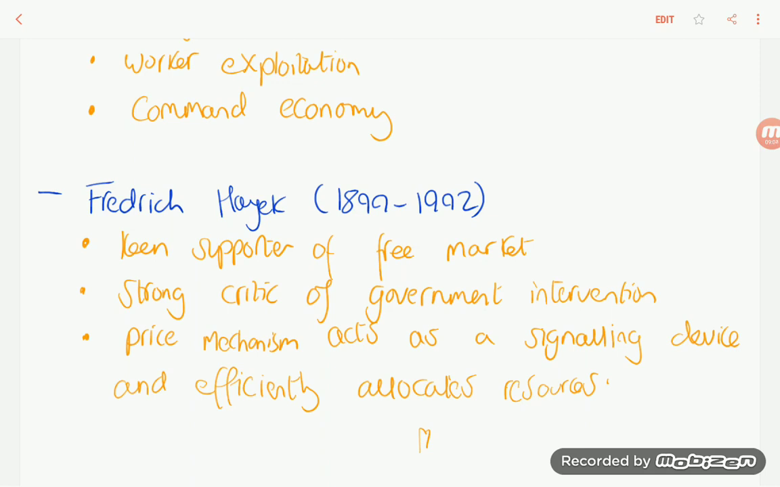Hayek saw the price mechanism as a way for producers and consumers to communicate. The idea of a signalling device between consumers and producers. The price levels set by the force of supply and demand would show both the consumers and the producers what was wanted, and will naturally allocate resources in a much more efficient way than governments can.